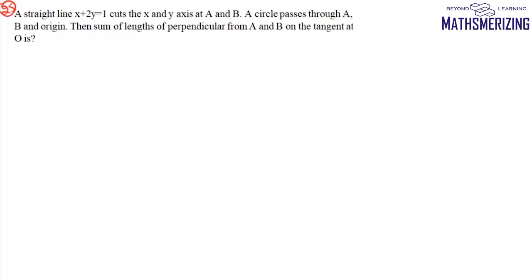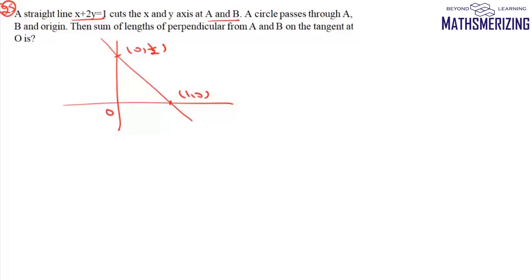Now question number 25 is, a straight line x plus 2y equals 1 cuts the x and y axis at A and B. A circle passes through A, B and origin. So we have this line. Now it cuts x axis at 1, 0 and y axis at 0, 1 by 2, and it passes through origin. Now circle passing through these 3 points. So we know that angle in a semicircle is 90 degrees. So these are endpoints of diameter.